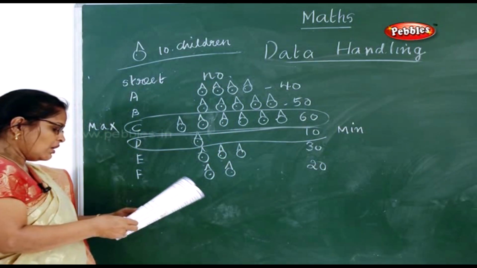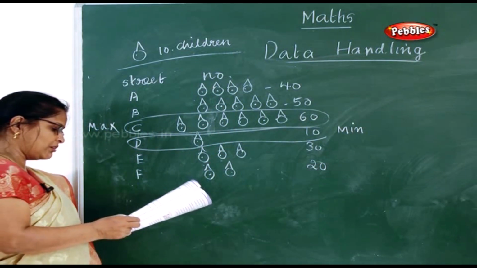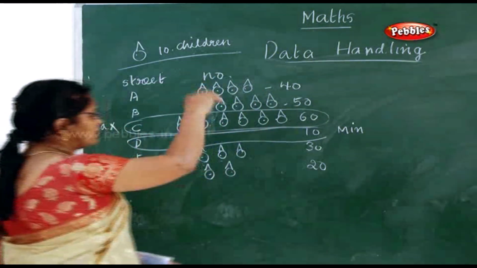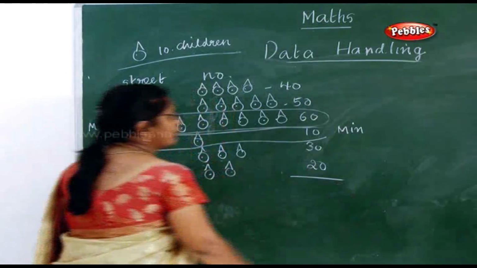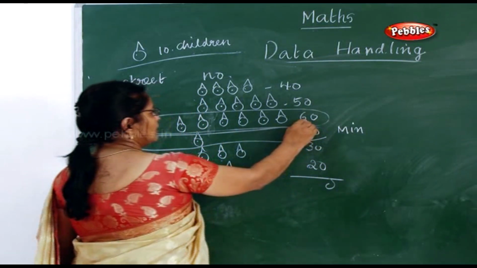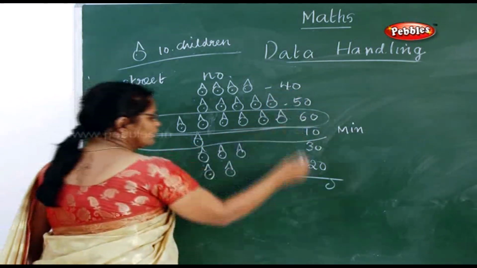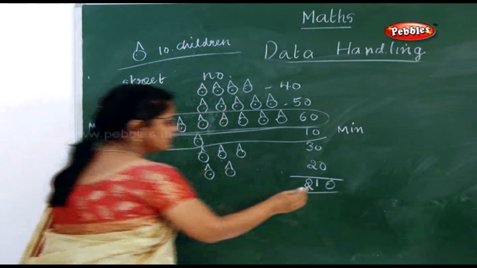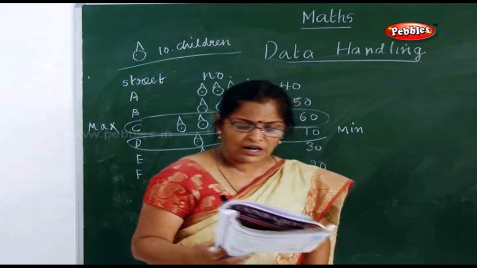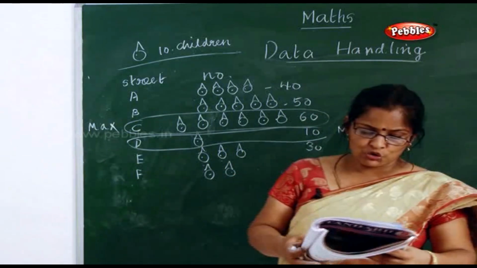Is it clear now? Now, what is the total number of children administered polio drops? How will you write the total children? 0, 5, 6, 12. 12 plus 5, 17, 21. So, now what will you write? The total number of children administered polio drops were 210. So, this is how you have to do.